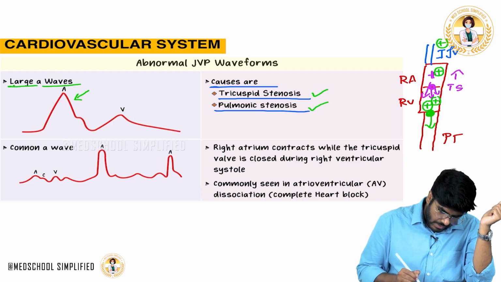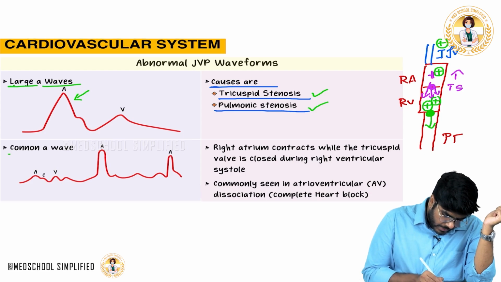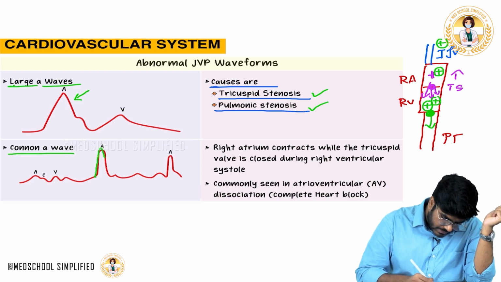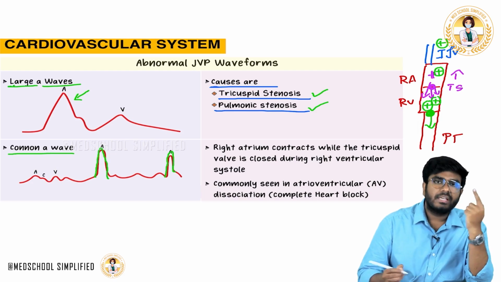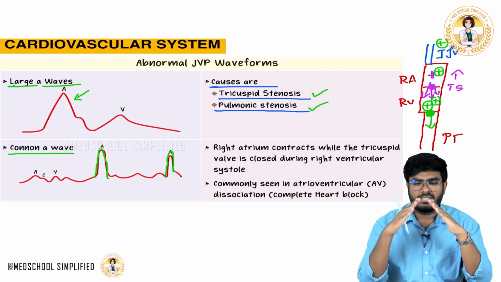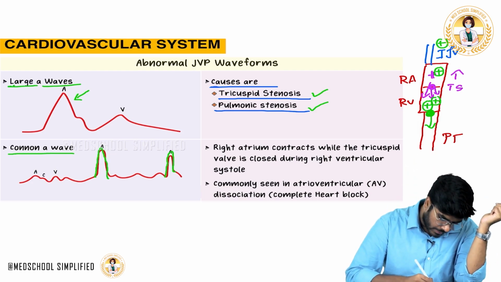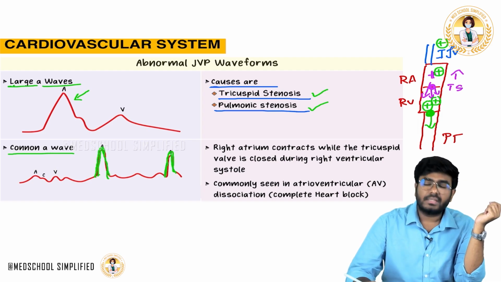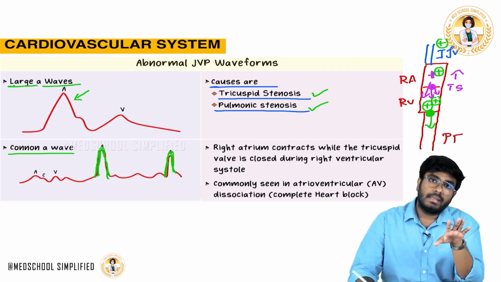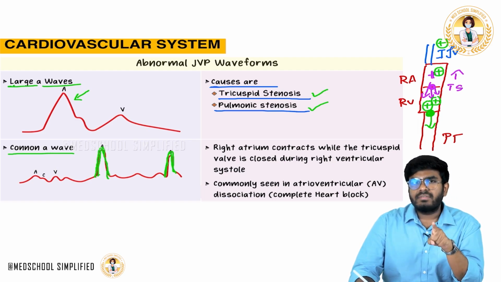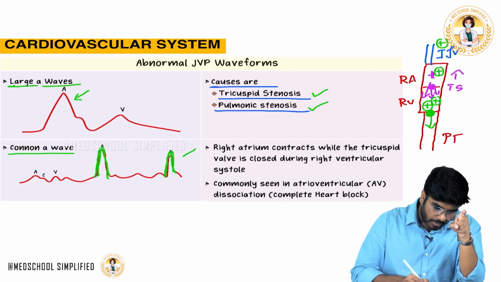And cannon A waves. What are these cannon A waves? Cannon A waves look like this. They are just like finger-like projections. They are not just like a hill. They are like finger-like projections, acute, something like this. So these are cannon A waves. A waves are because of the atrial contraction. Here also there is some problem with the atrial contraction.